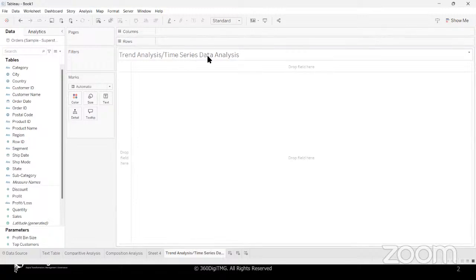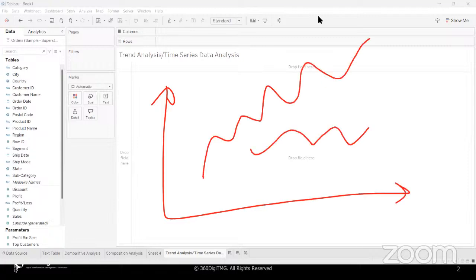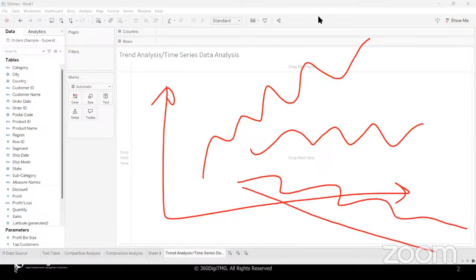So you need time series data, data gathered over a period of time. So overall, over a period of time, is there an upward trend? Is there a constant trend? Or is there a downward trend? Slowly you see graph going down like this. Obviously, there's a downward trend.